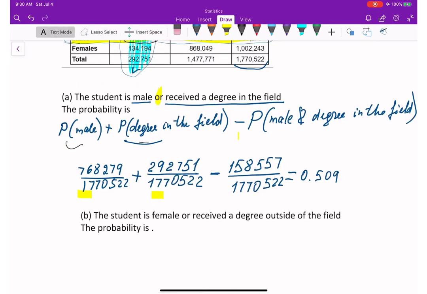Why is it not pulling? Doesn't want to pull down. That's fine. We can survive.